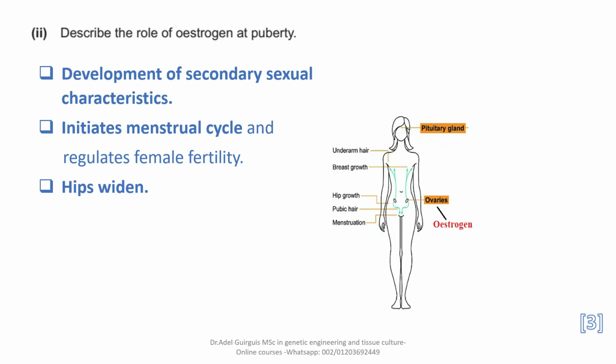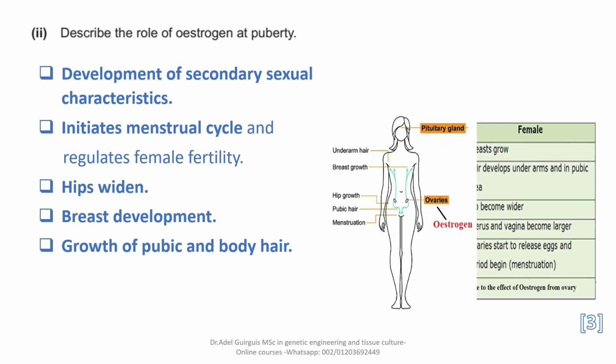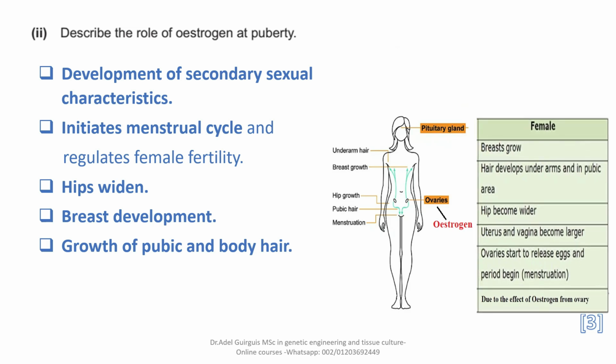The hips of the female become wider, breast development occurs, and there is growth of pubic and body hair. All these features are considered secondary sexual characteristics due to the female hormone estrogen.